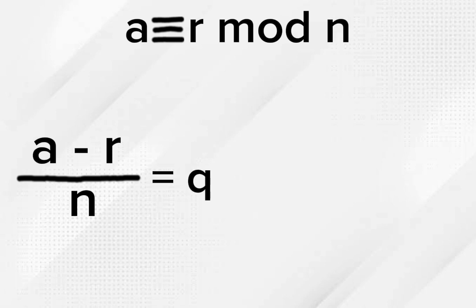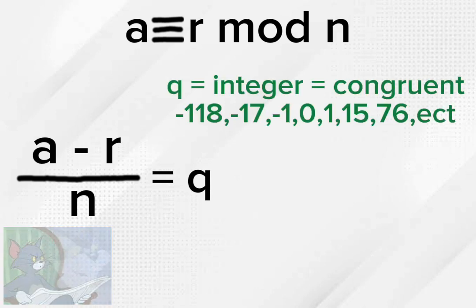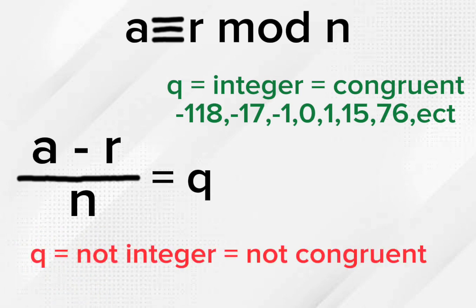Then we have here the formula to find if this notation is a congruent or not. The formula is (a minus r) divided by n is equal to q, q being an integer. So if q is an integer, then it is congruent, even if the integer is negative. If not, it is not a congruent.